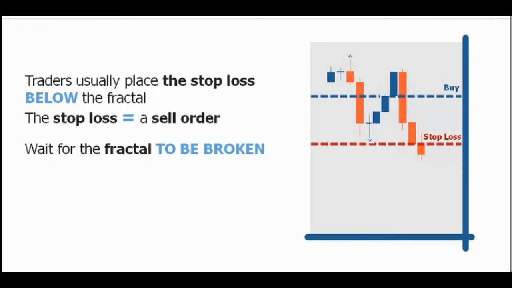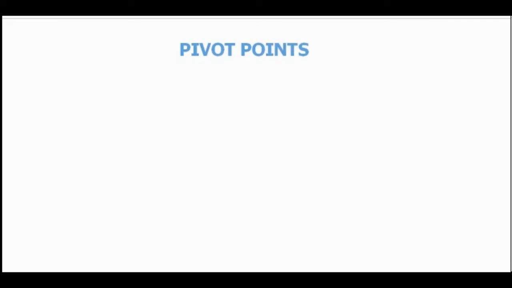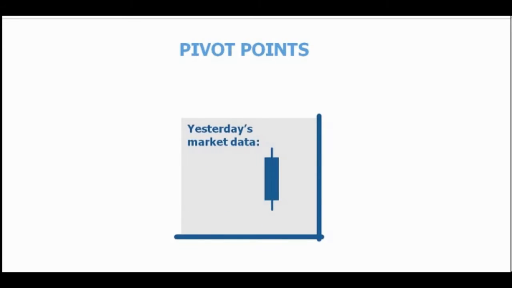We wait for the fractal to be broken because the fractal itself provides a strong signal that the market may reverse. But a broken fractal gives an even stronger signal that the market will continue. This is why we use broken fractals to determine the market direction and to enter into the market. The second indicator we use in the beginner strategy are daily pivot points. These are levels that have been calculated from the previous day's price action.